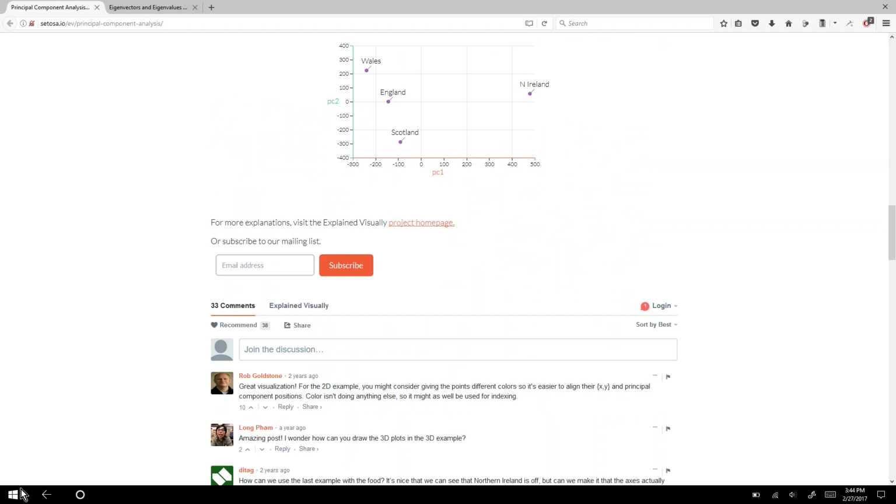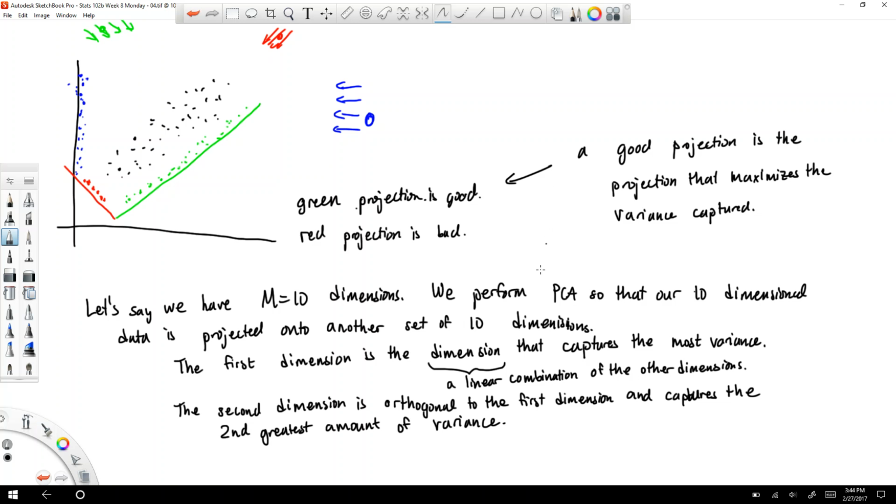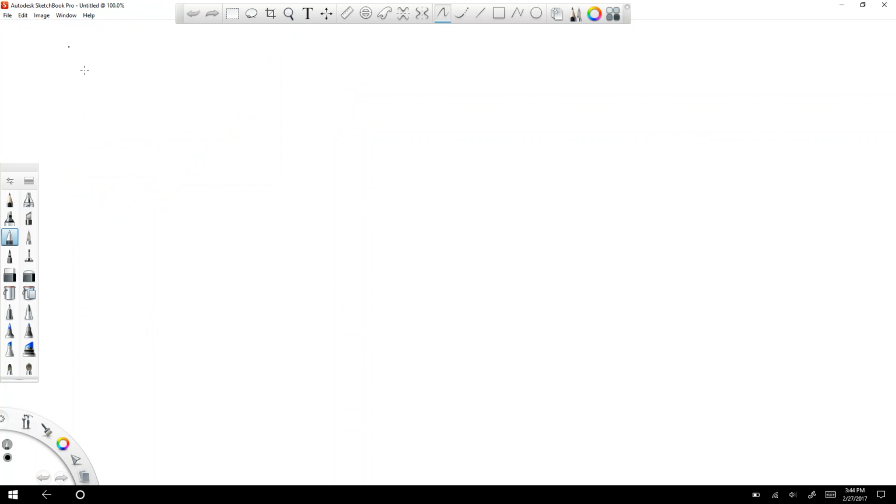So anyway, let's go back to our diagram. Okay, so principal component analysis. Let's see. Okay, running out of time.